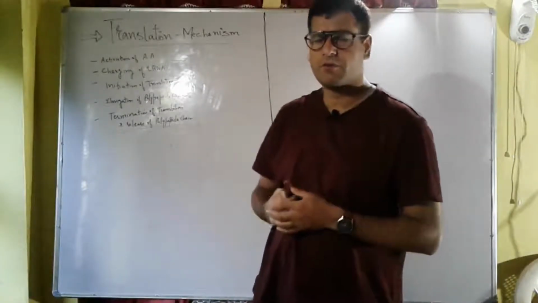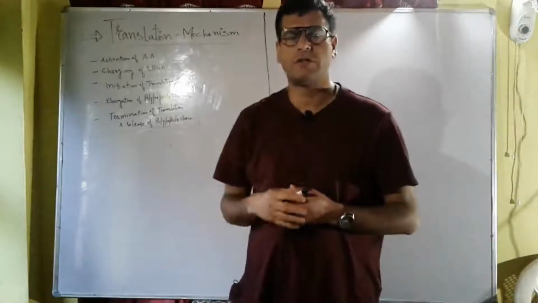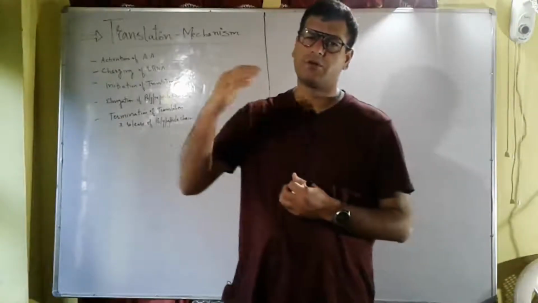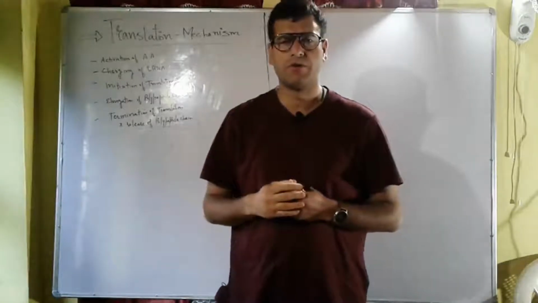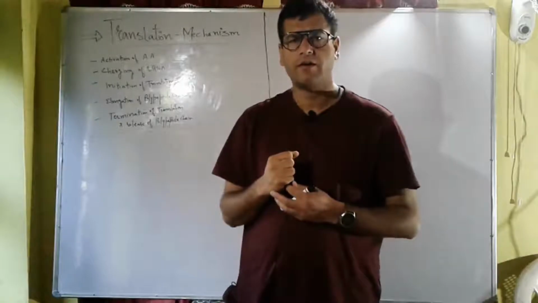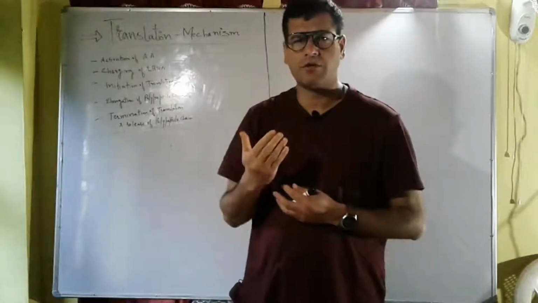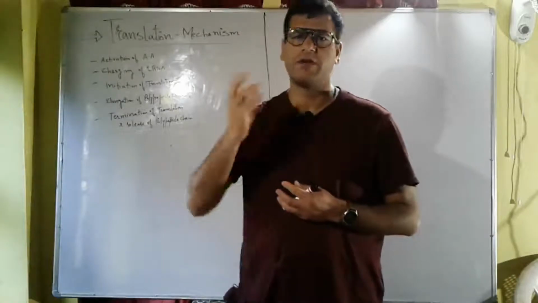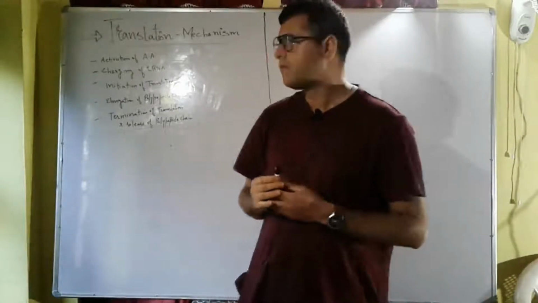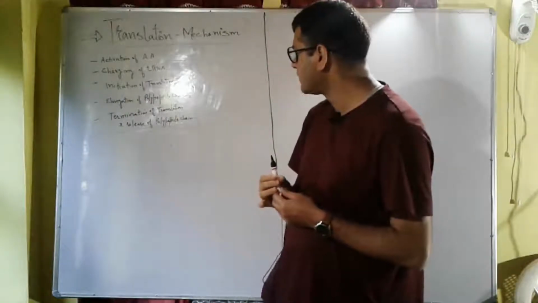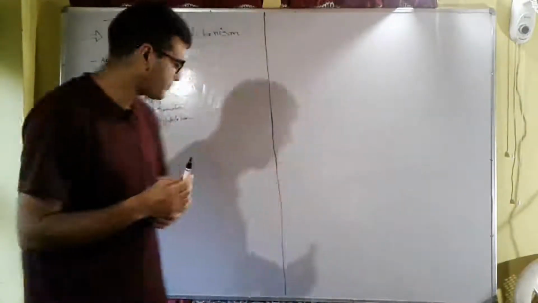Translation is a multi-step process. It involves several steps. First is activation of amino acids, because amino acids are the building blocks of the proteins. They need to be activated. Then we have charging of tRNA. Then initiation of translation, elongation of polypeptide chain, and termination of translation and release of polypeptide chain. We will discuss these steps one by one. First, we will take activation of amino acids.